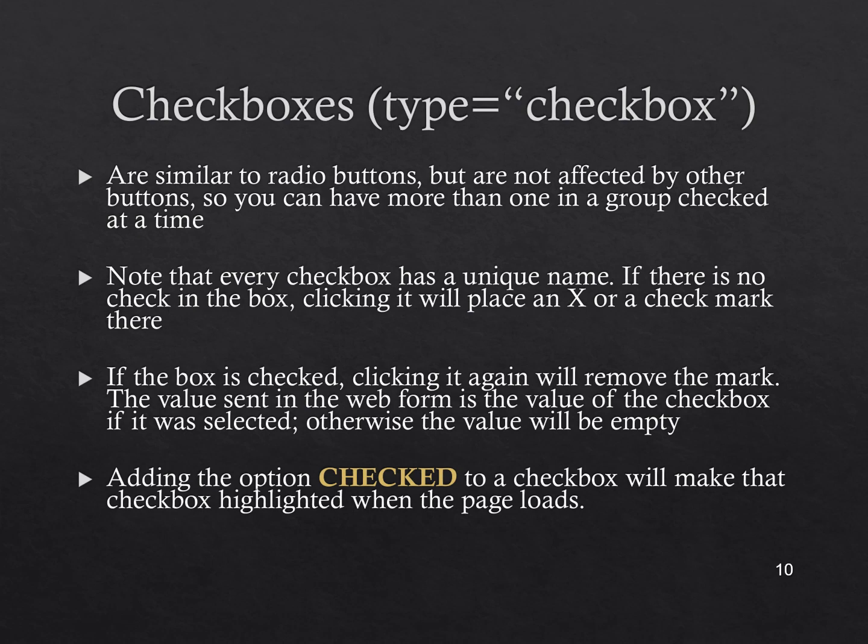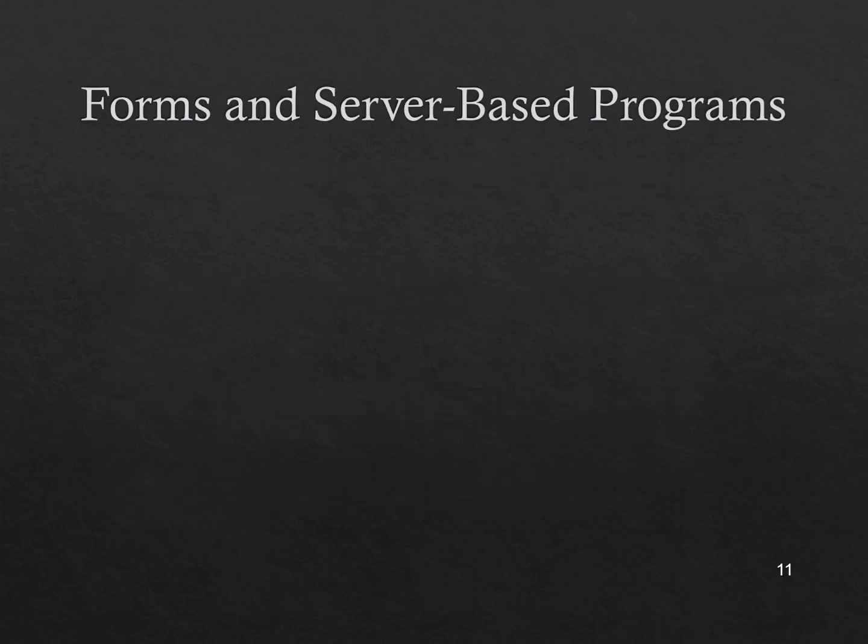If there is no check in the box, clicking it will place an X or a check mark there. If the box is checked, clicking it again will remove the mark. The value sent in the web form is the value of the checkbox if it is selected. Otherwise, the value will be empty. Adding the checked option to the checkbox will make that checkbox highlighted when the page loads.